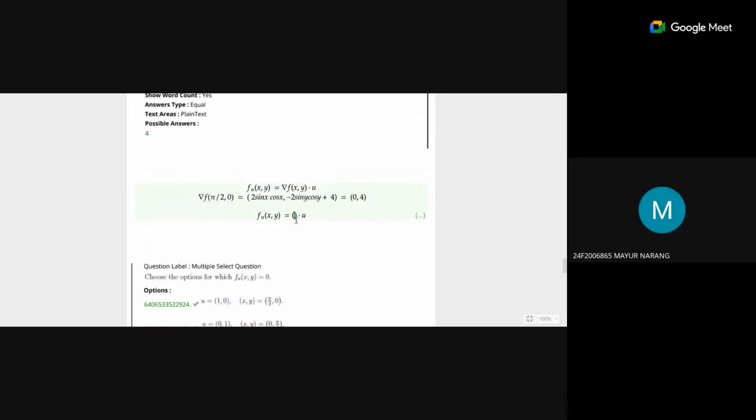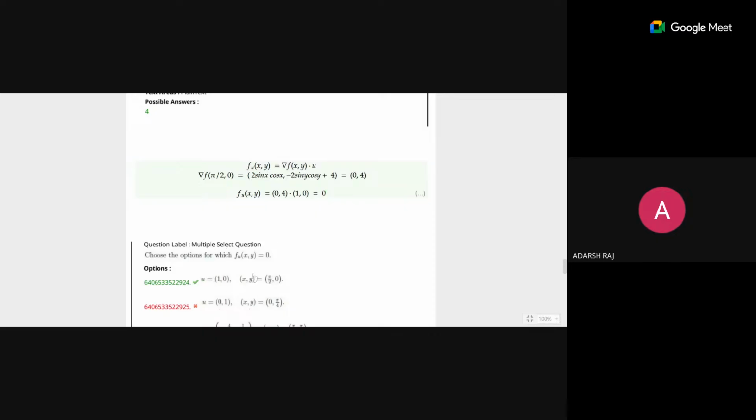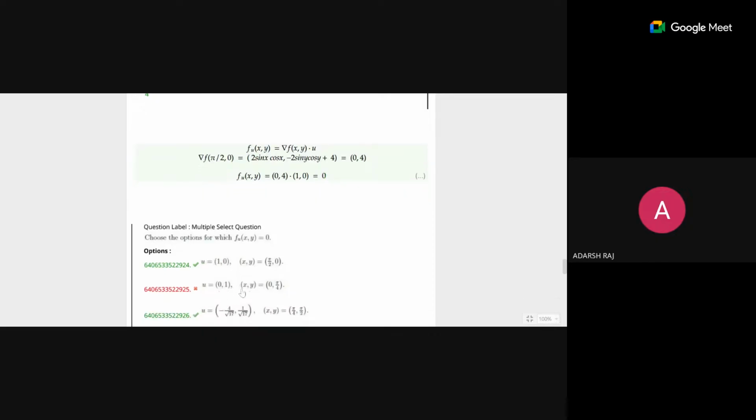So the unit vector is given, and the gradient at pi by 2 and 0 is 0 comma 4. The unit vector is 1 comma 0. The dot product between these is 0, right? Means the first option is correct. Like this, we have to also calculate the second one.